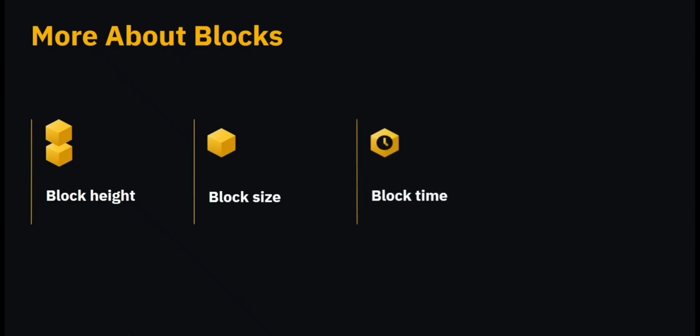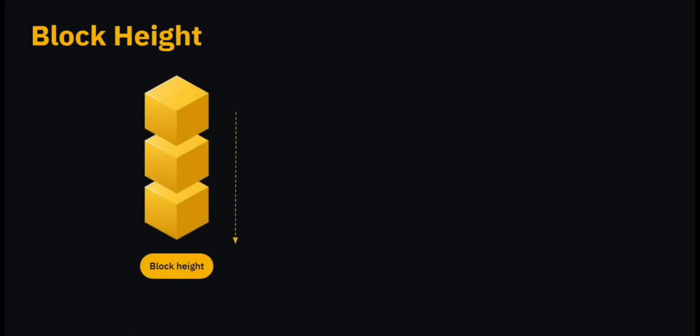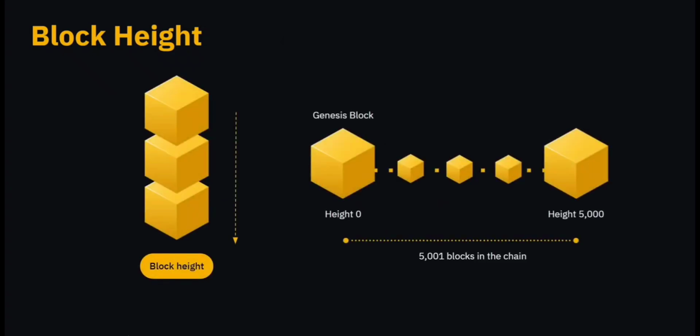Now let's understand the fundamental characteristics of the block: block height, block size, and block time. Block height indicates the block's position in the blockchain and the overall length of the blockchain. The starting block, known as the genesis block, kicks off with a height of 0. Every subsequent block adds 1 to the height. For example, if a block has a block height of 5,000, it signifies that there are 5,001 blocks in the chain, including the genesis block.